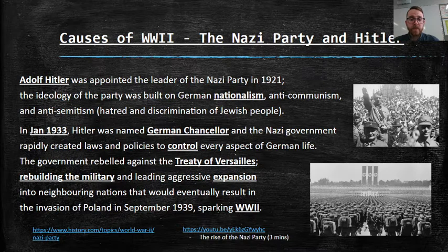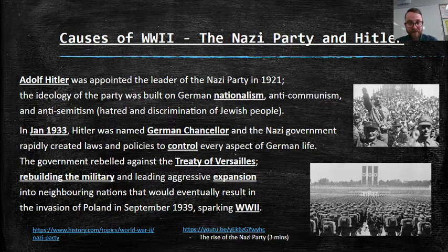And the Nazi government rapidly created laws and policies to control every aspect of German life. So the German government, the Nazi Party, controlled what you did for work. They controlled what you heard in the newspapers, on the radio. They controlled what you wore, literally everything about your life, which meant that they could get you to believe and do a lot of things that most people wouldn't have normally gone along with at the time. We'll get to that later.